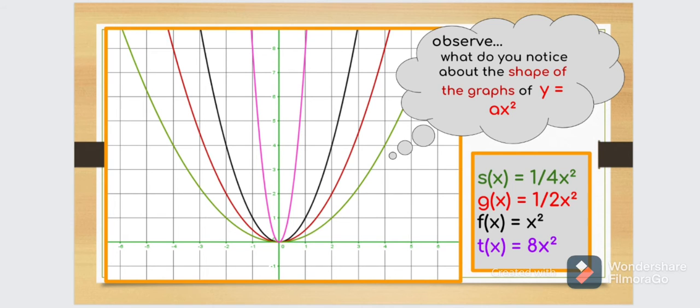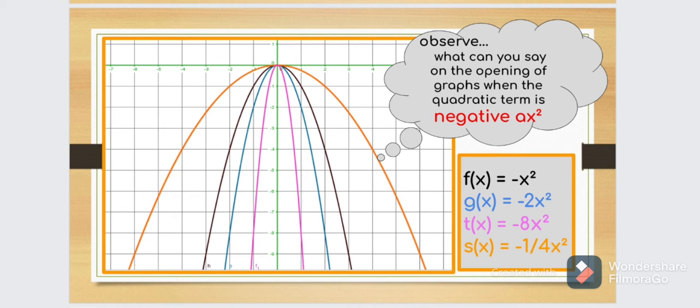Okay, the effect of the values of a in y is equal to ax squared in the graph, as you see, is that the larger the absolute value of a is, the narrower the graph. Let's go back. As you see, the function 8x squared is narrower, meaning smaller opening, than the graph of s of x is equal to 1/4 x squared. Meaning, if the value of a becomes greater, the graph is narrower. If the value of a in the function becomes a fraction smaller than 1, the graph becomes wider.